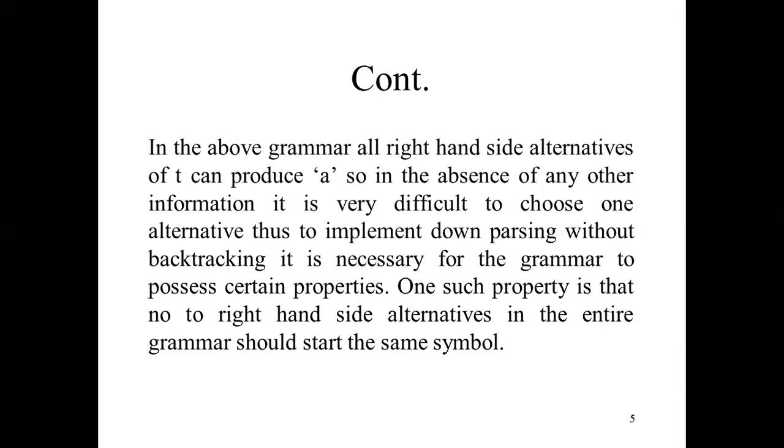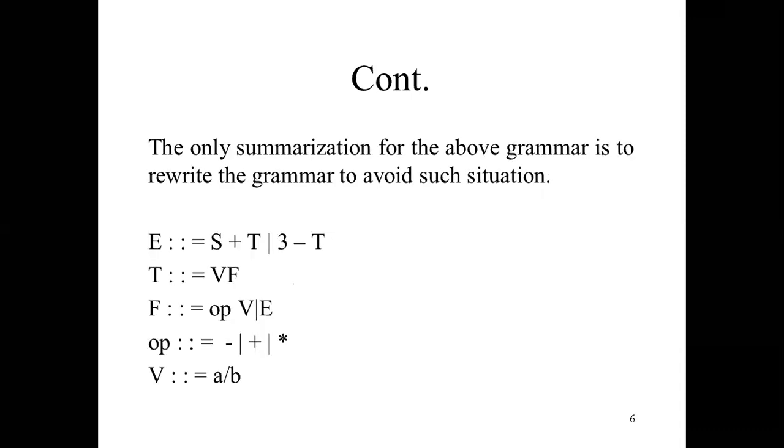Sometimes if we are unable to get the particular output as per our need, then the need may arise to choose another option. So we will return back from that point, and that is called the backtracking mechanism. Okay, so one such property is that no two right hand side alternatives in the entire grammar should start with the same symbol. Okay, so in this case we will try again and again to get the particular input string. So how will we achieve it?